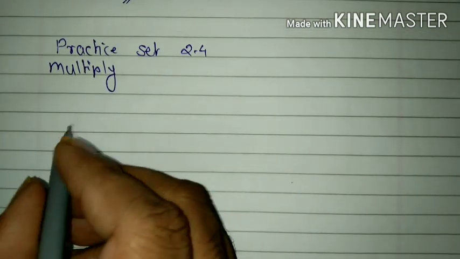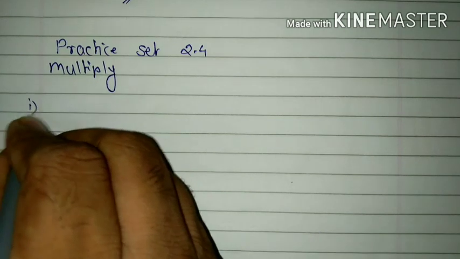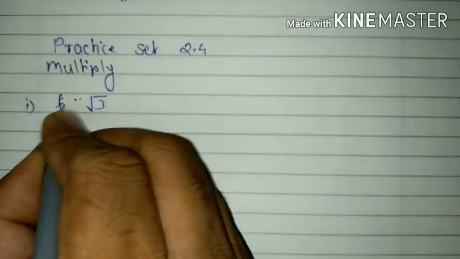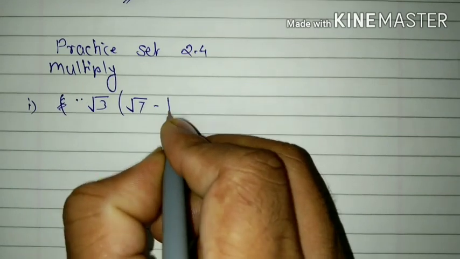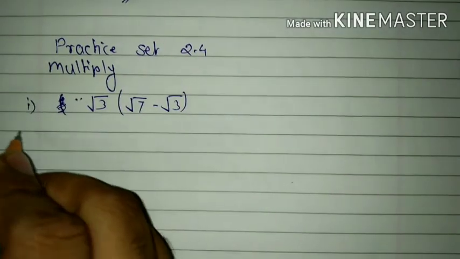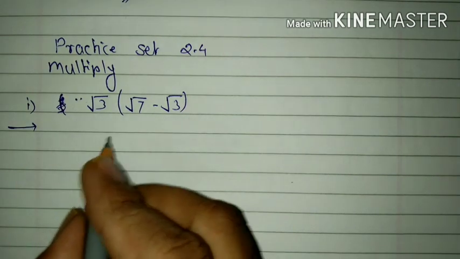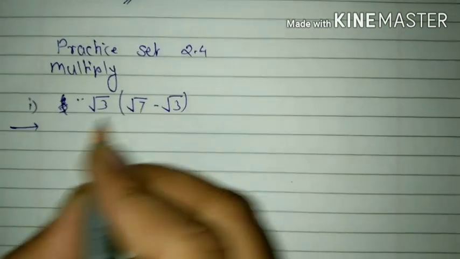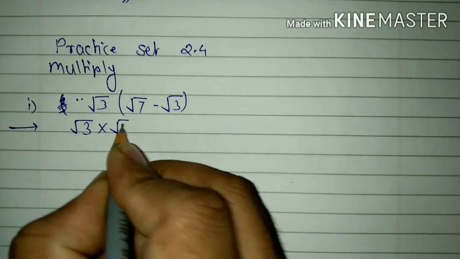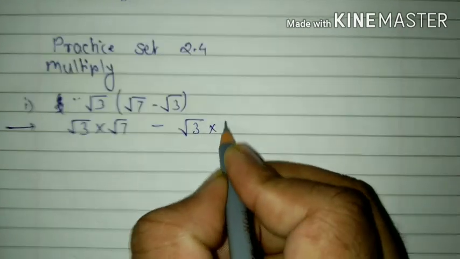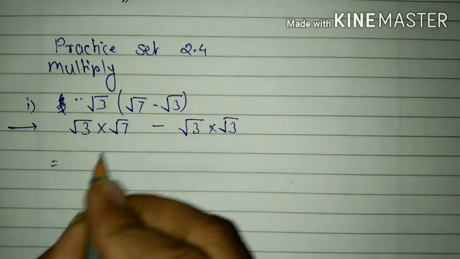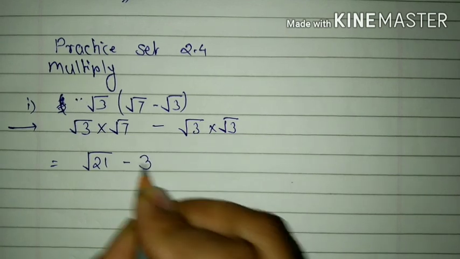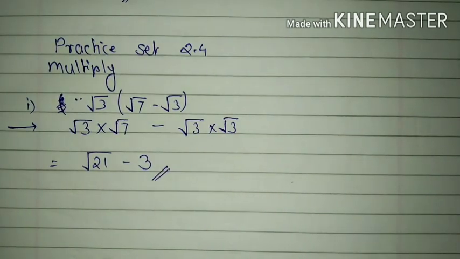Okay, let us see practice set 2.4, multiply. First question: I'm taking root 3 in bracket root 7 minus root 3. We are using the same process that we use in algebraic expressions. So root 3 multiplied by root 7 minus root 3 multiplied by root 3. Root 3 into root 7 is root 21, minus, and we know that root 3 into root 3 is 3. Very good. So that is our final answer.